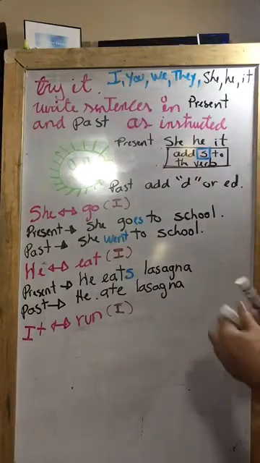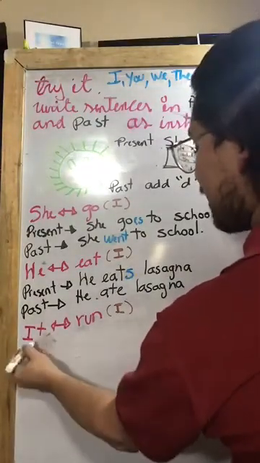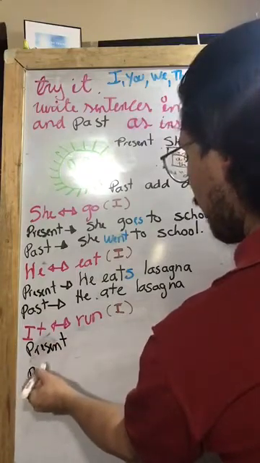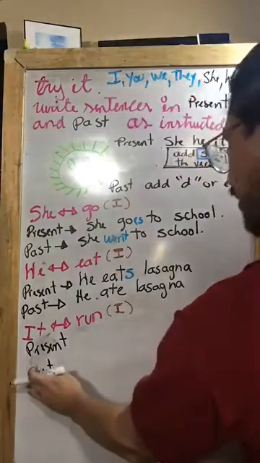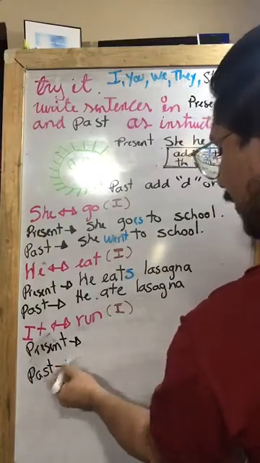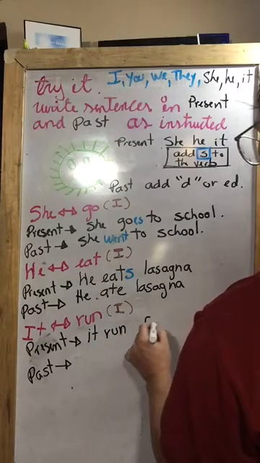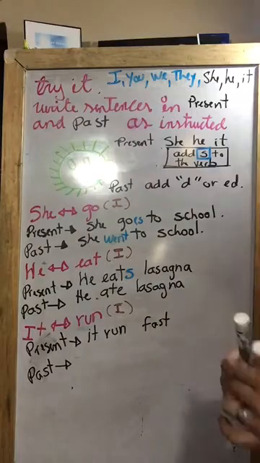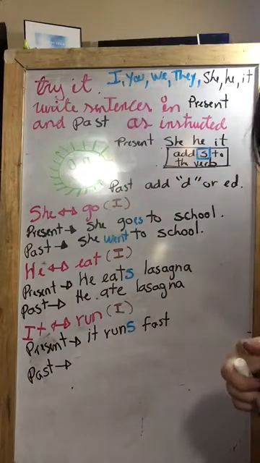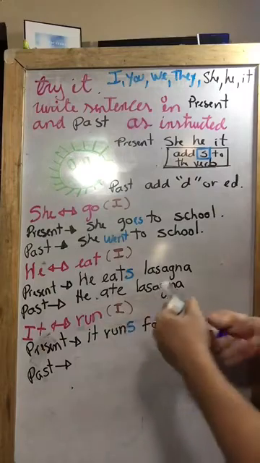And then last but not least, we have it. So we can write in here, present and past, present, past. So we have in here, it, run, fast. Now, what am I missing? Again, in the third person, I add S. It runs fast. And then as we can see, this verb is irregular. So in the past form, it's going to be different.